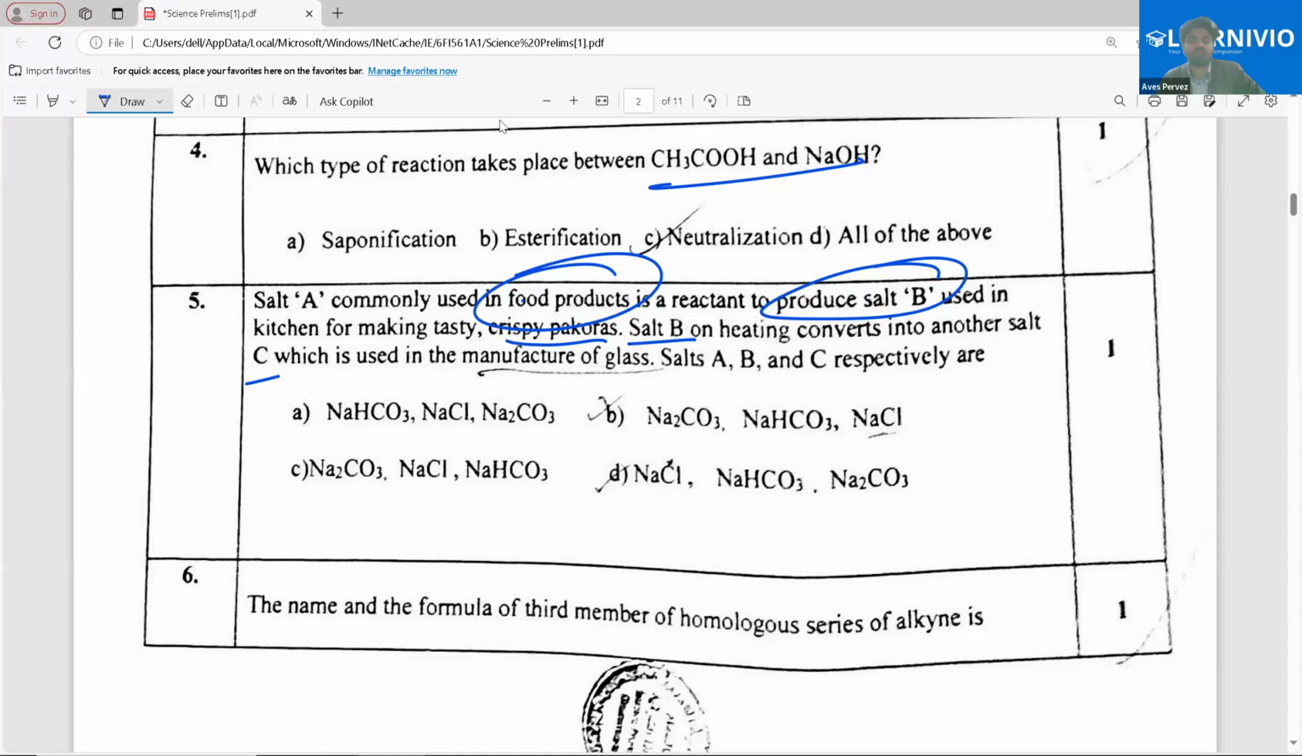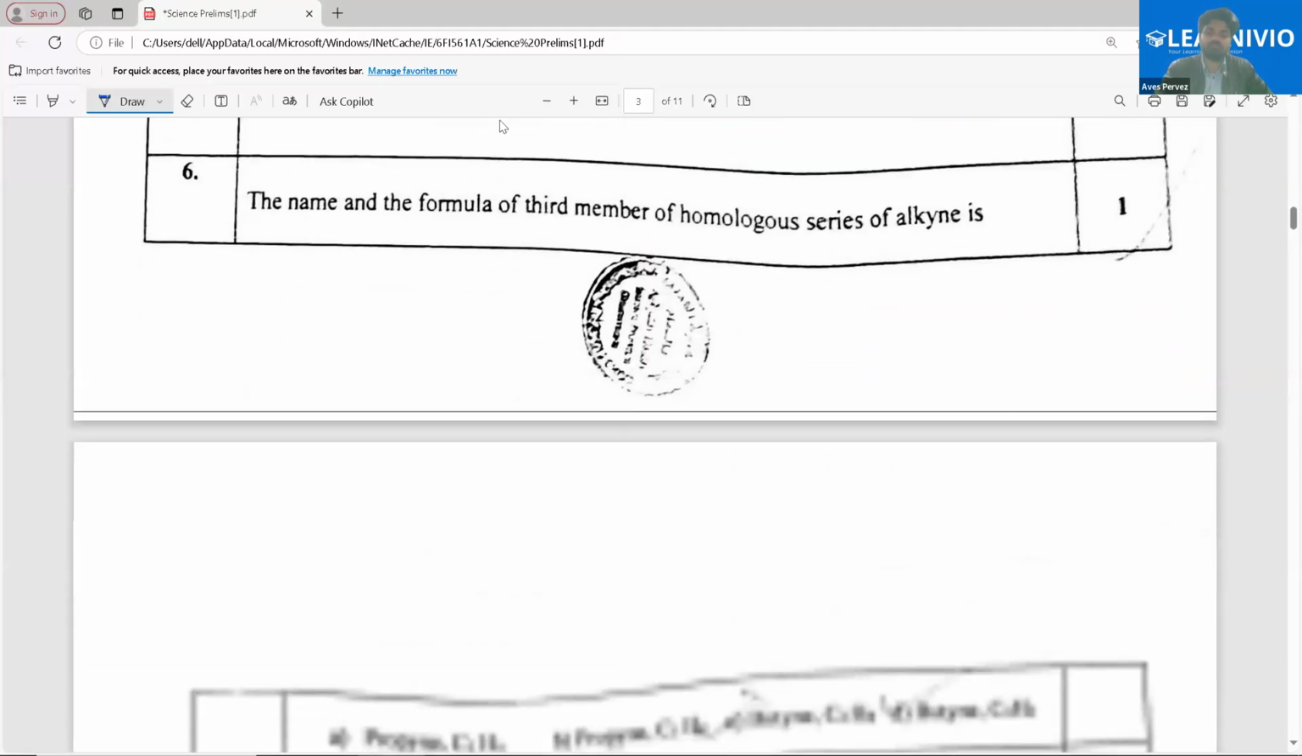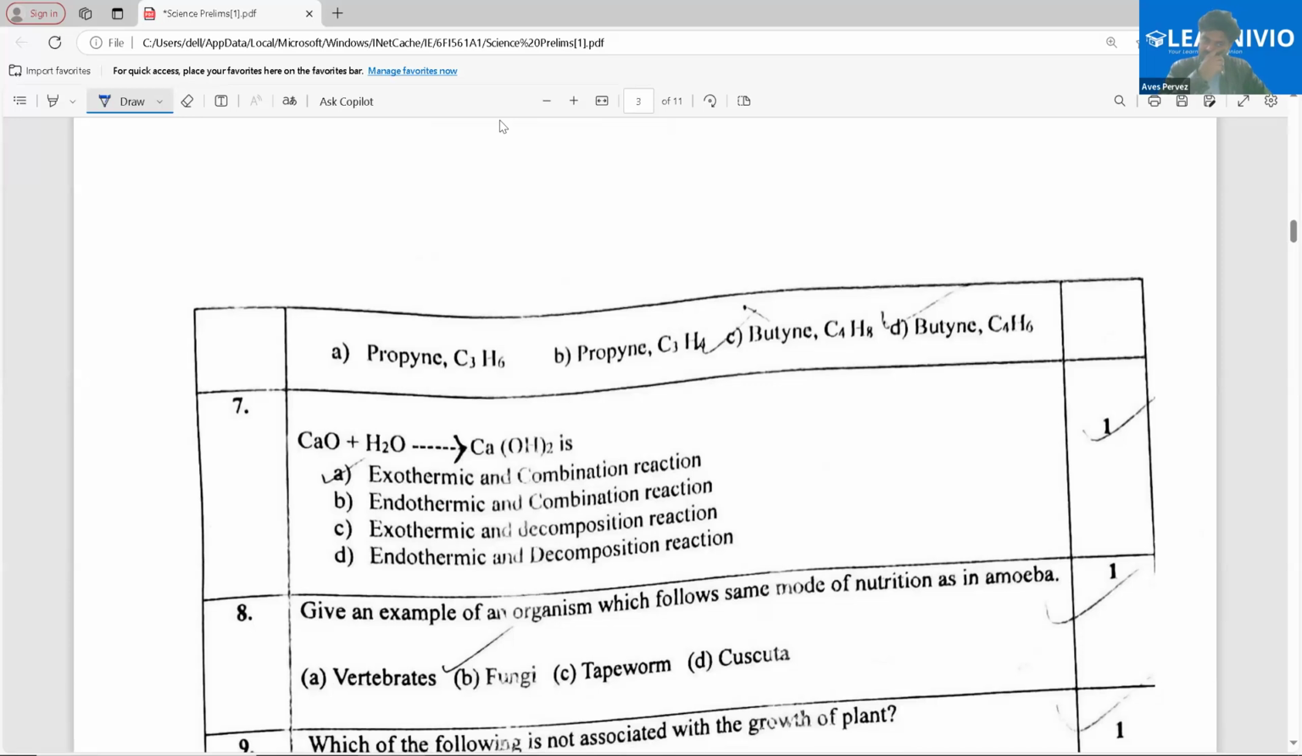So salt A commonly used as food product and is a reactant to produce, the common salt NaCl. So yes, commonly used. It is a common salt. So D is the correct option, right? Yeah. D. Yes. Next.